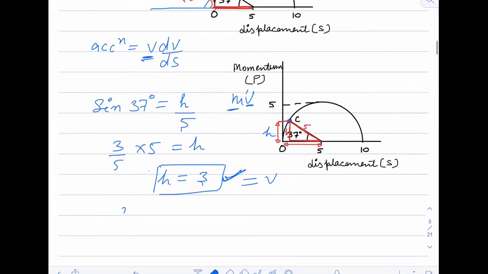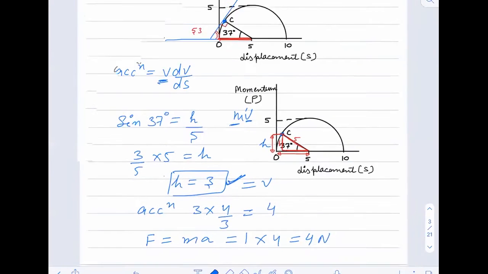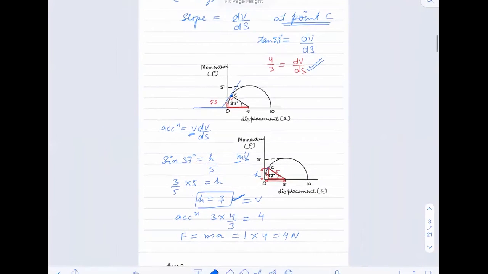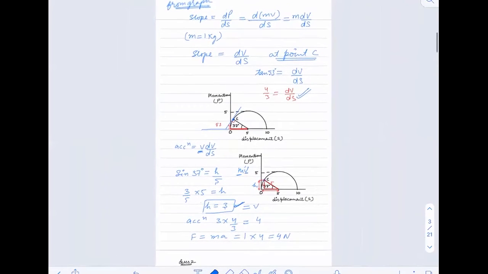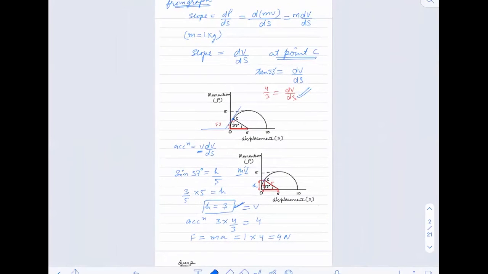So acceleration will be 3 into 4 by 3, which is equal to 4. Now for net force, mass into acceleration: mass is 1, acceleration is 4, the answer is 4 Newton. So if anybody didn't understand this problem, just let me know. I'll explain it again, or the point where you didn't understand, you can tell that also.